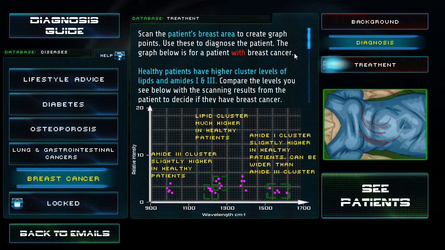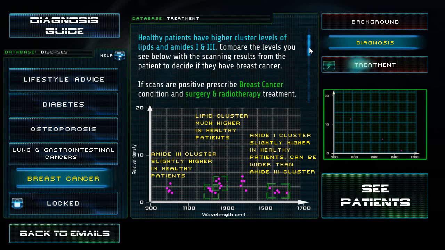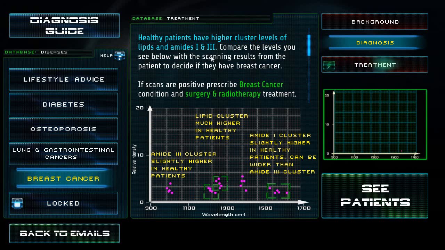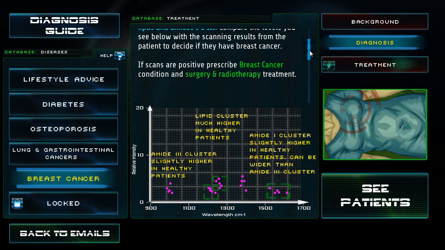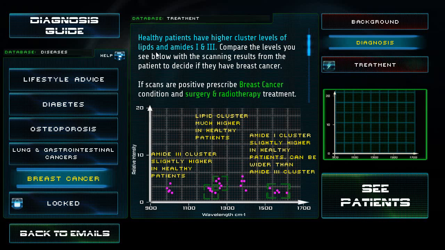Diagnosis. Scan the patient's breast area to create graph points. Use these to diagnose the patient. The graph below is for a patient with breast cancer. Healthy patients have higher cluster levels of lipids and amides 1 and 3. Compare the levels you see below with the scanning results from the patient to decide if they have breast cancer. Healthy patients have higher clusters of 1s and 3s.